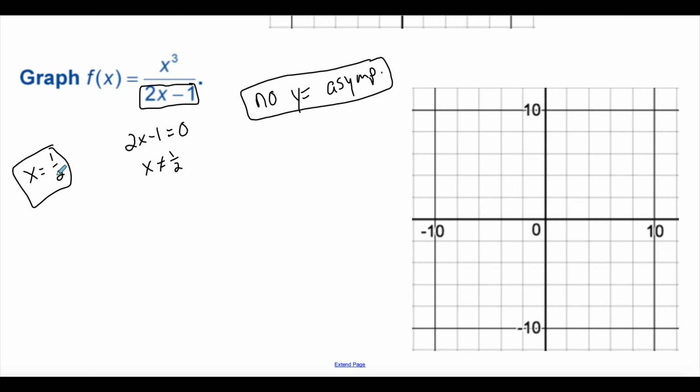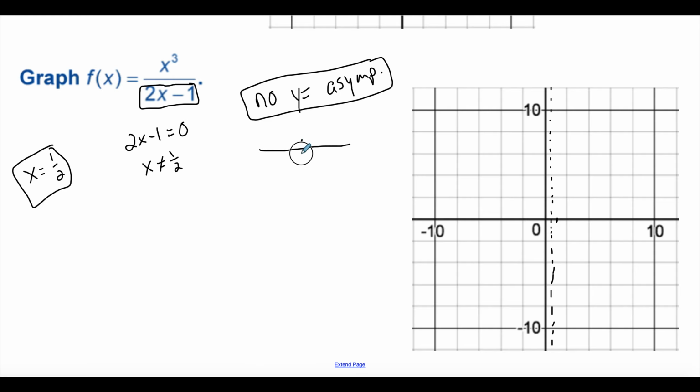So that means we're going to have a dashed line at 1/2 or 0.5. So if my 1 is here, then 0.5 is even closer. So we'll just kind of sketch that there. And then we'll go from there.